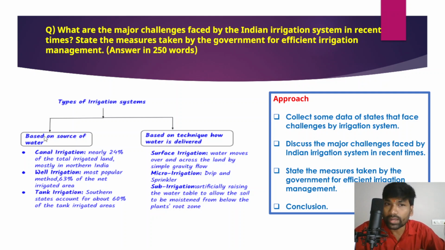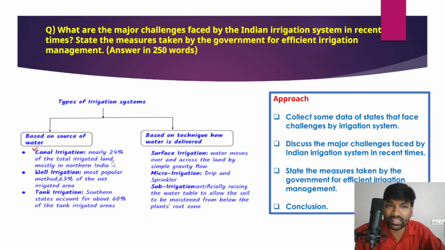So if you look at the types of irrigation systems in India, it is two types. The first one is based on the source of water, and the second one is based on the technique by which water is actually delivered, right? Based on the source of water, there is canal irrigation, 24% of the total irrigated land, so mostly the northern part of India is irrigated through canal irrigation.